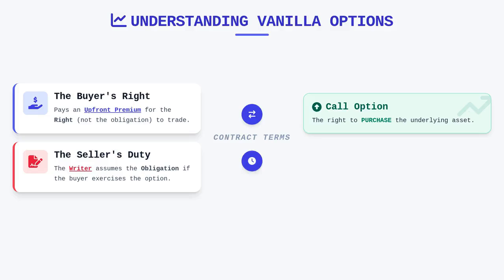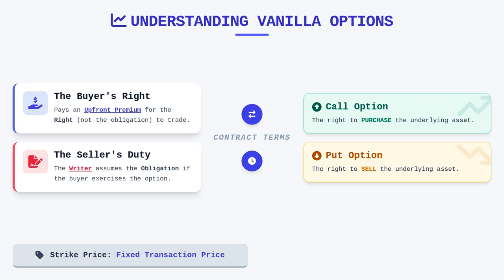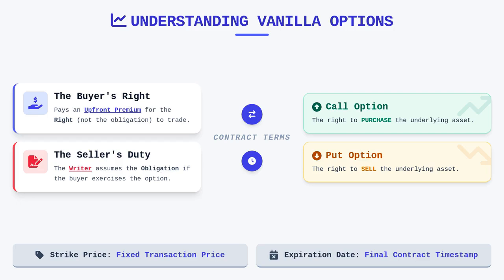A call option grants the holder the right to purchase the asset, while a put option confers the right to sell the asset. The strike price, or exercise price, serves as the fixed transaction price regardless of the underlying asset's market value at the time of exercise. All options possess an expiration date, which represents the final timestamp after which the contract ceases to exist. Understanding this distinction between rights and obligations is the first step toward mastering the asymmetrical nature of option risks.